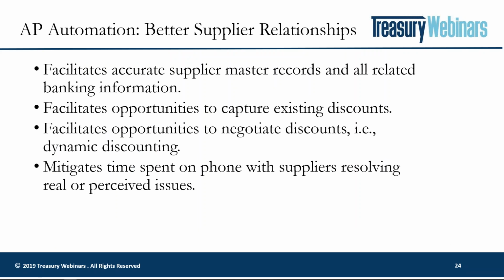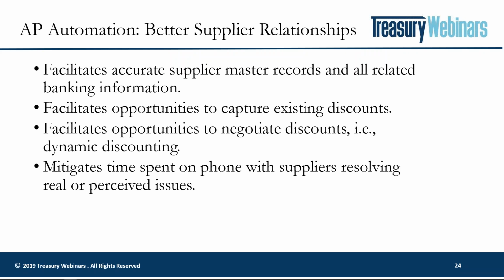Facilitates accurate supplier master records and all related banking information, mitigates that risk, facilitates opportunities to capture existing discounts. Again, if you don't track this as an AP metric, I strongly encourage you to do so. So let's be making educated decisions. And then again, the less time it takes us, we can facilitate opportunities to negotiate discounts with dynamic discounting.